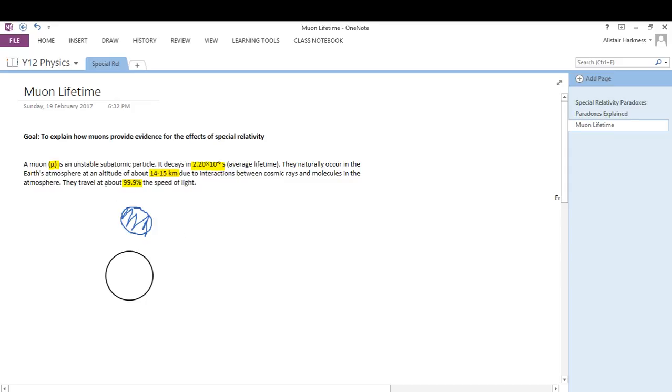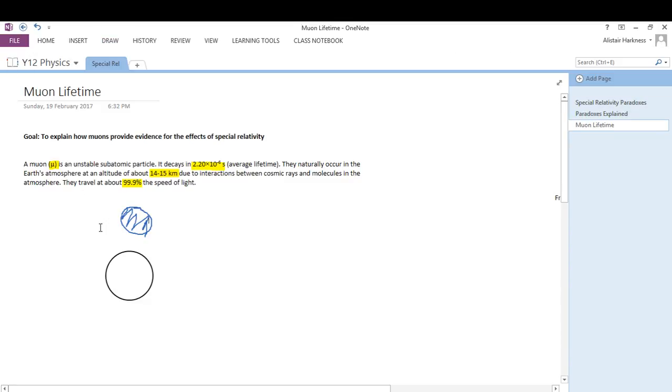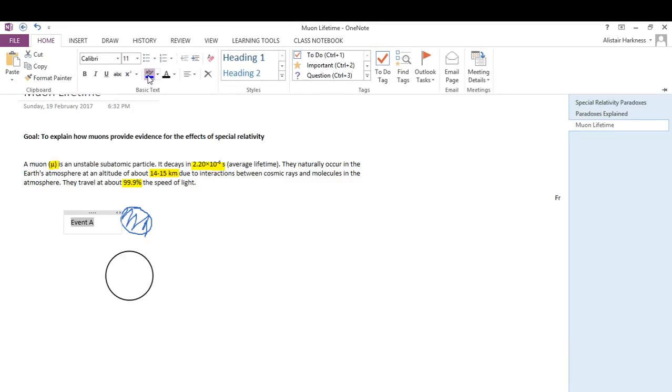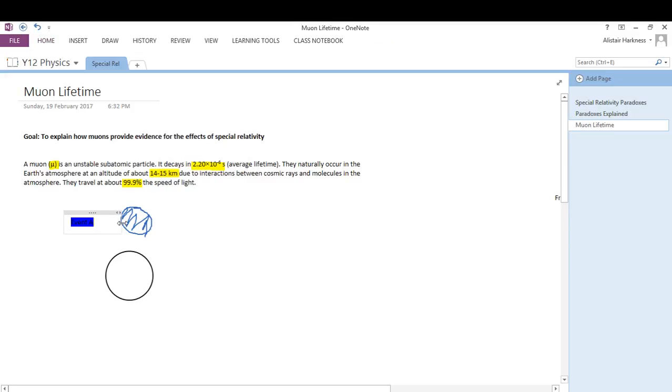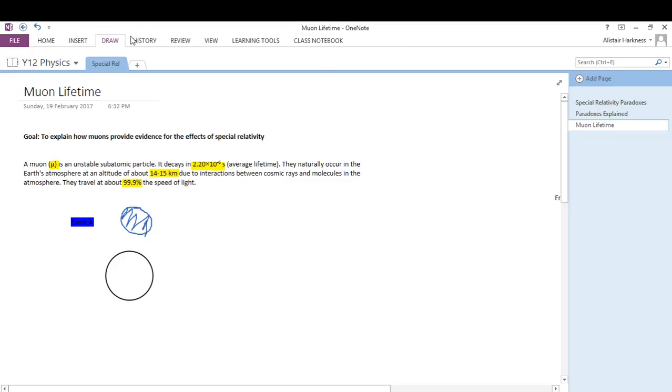And let's say that what I've just drawn there is the creation of a muon. So let's call that creation event A. I'll make it blue text to indicate that. And then that occurs at some time, which I'm going to represent on the clock here with the blue line. Okay, so event A occurs at this time.